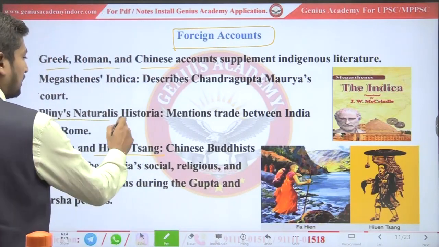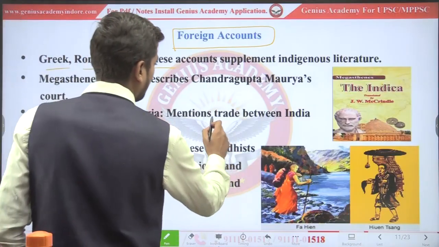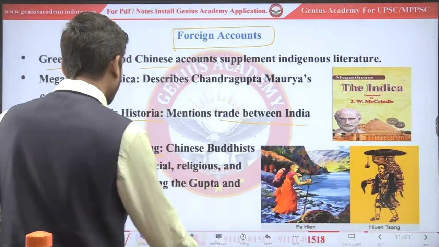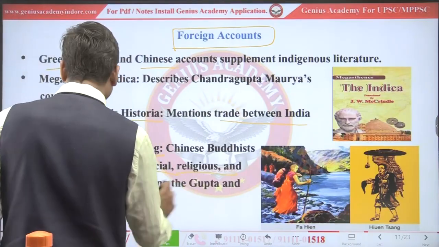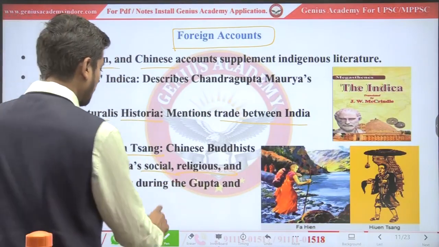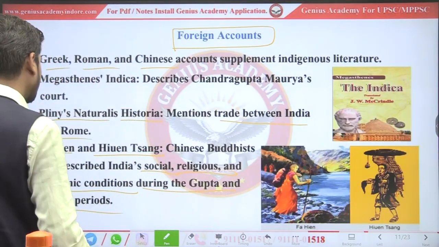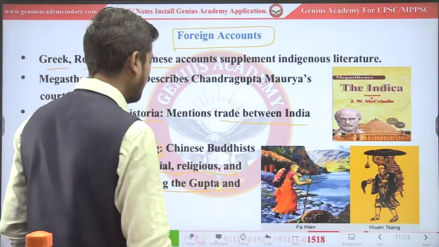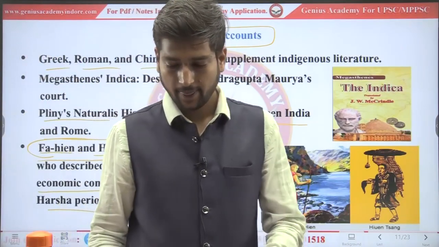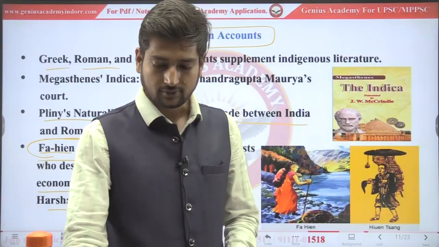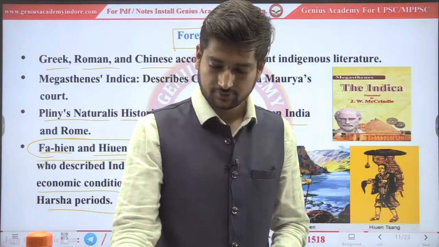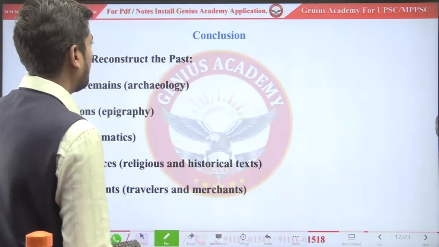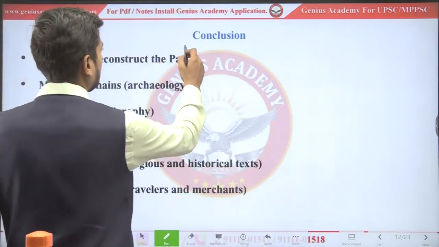Pliny's Historia mentioned the trade between India and Rome. We already saw that social, religious and economic conditions during the Gupta and Harsha's period are identified in the documents of Fa-Hien and Hiuen Tsang. Let's look at the other source. So this is the conclusion.